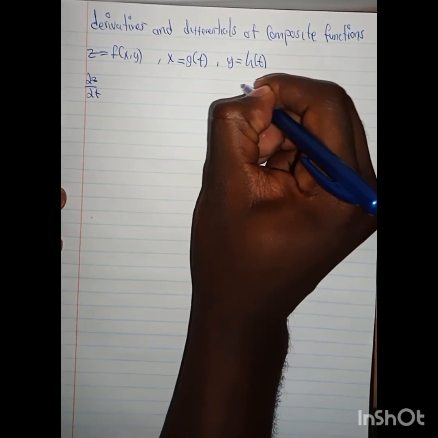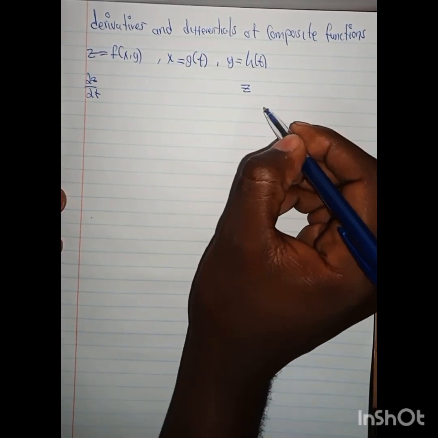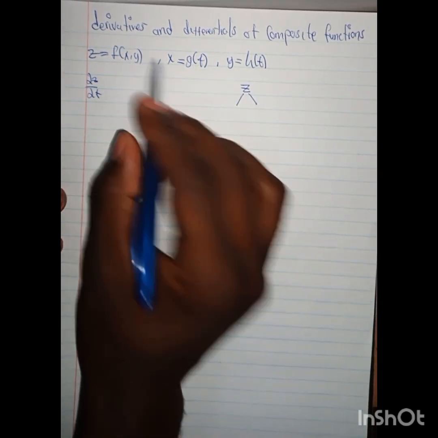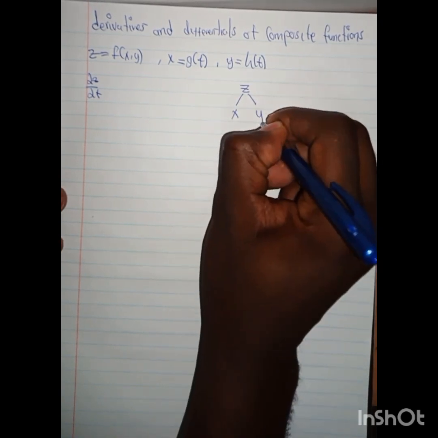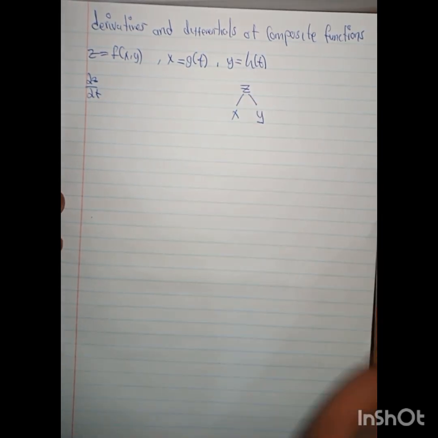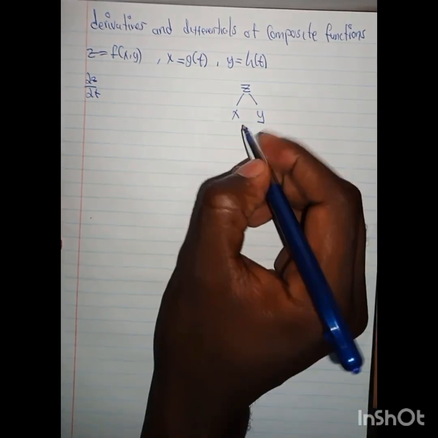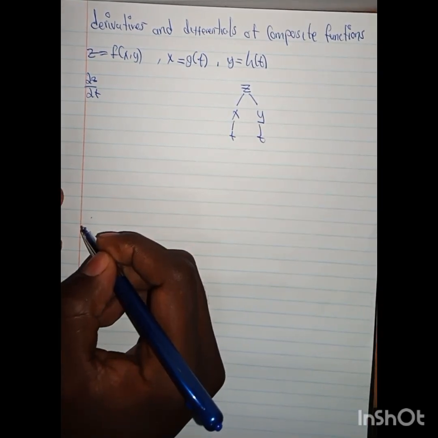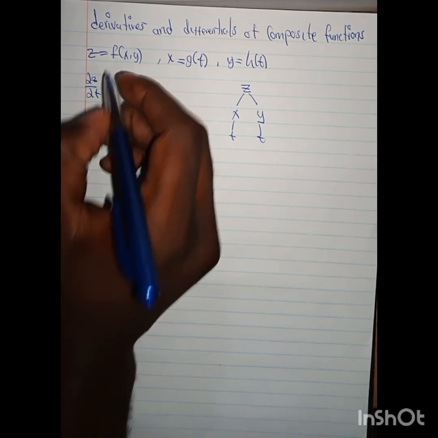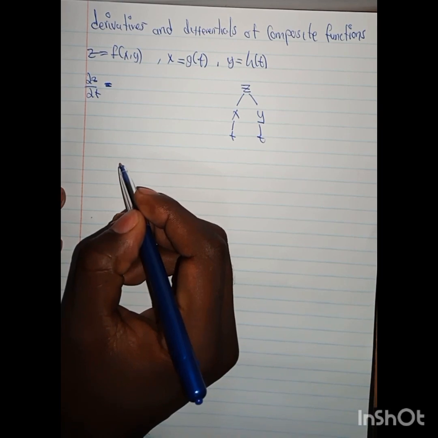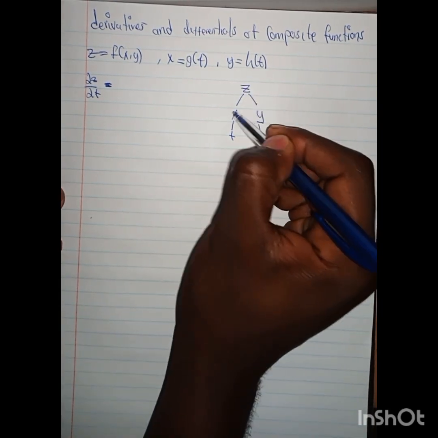Let me say this is z. z is the main diagram or the main function. z depends on x and y. Then this is x, this is y. Then when we check the subfunctions x and y, they only have one variable, which is t, which means x depends on t, also y depends on t. Therefore, when you want to find dz/dt, it means you're going to find the partial derivatives by following this procedure. You'll differentiate z with respect to x first.